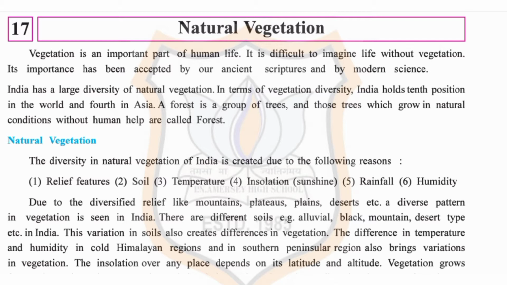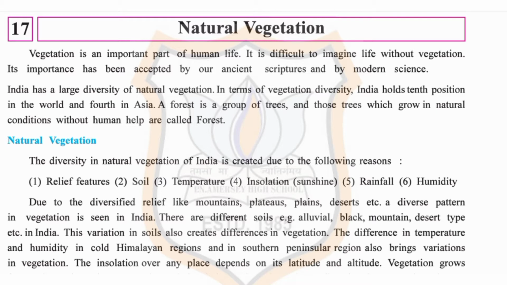So today we are going to start our next chapter, that is chapter number 17, Natural Vegetation. Now, what is natural vegetation? The various kinds of flora, that is plants grown naturally in a region without human aids, is known as natural vegetation of that region. For example, in Gujarat we find neem, that is limda, bawal, etc. grown everywhere.